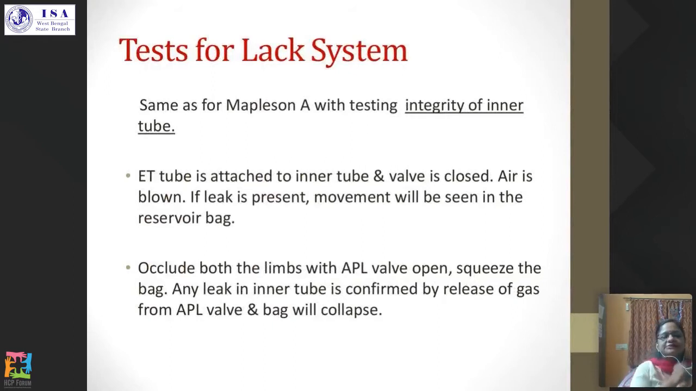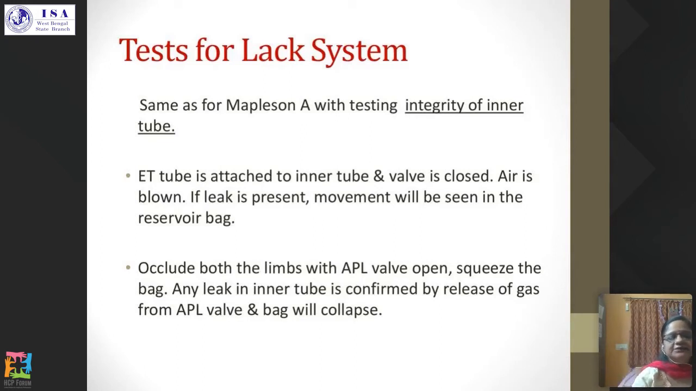Next is the test for the Lack system. Same as the Mapleson A system, with testing of the integrity of the inner tube. Here, an endotracheal tube is attached to the inner tube and the valve is closed. Air is blown. If a leak is present, there is movement in the reservoir bag.